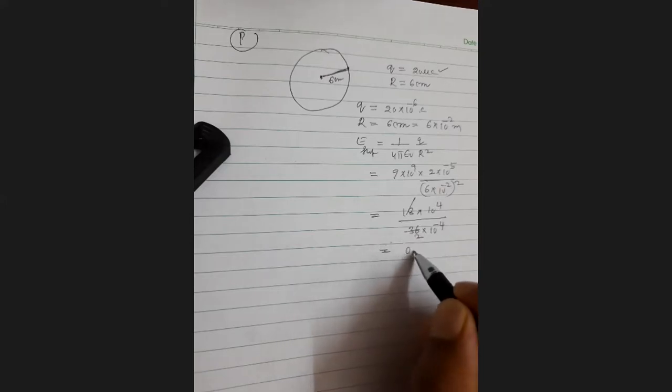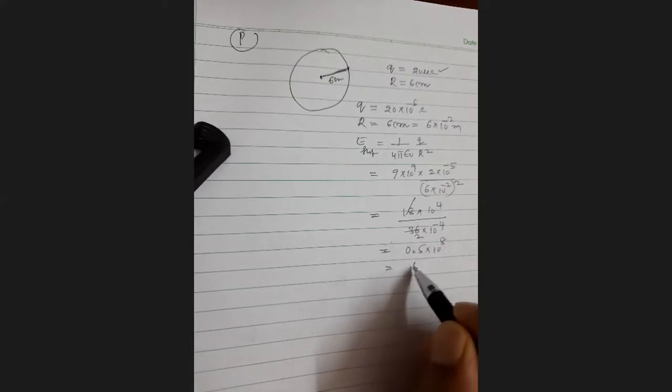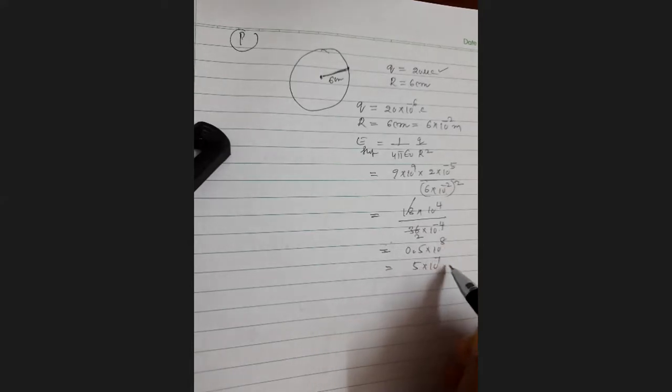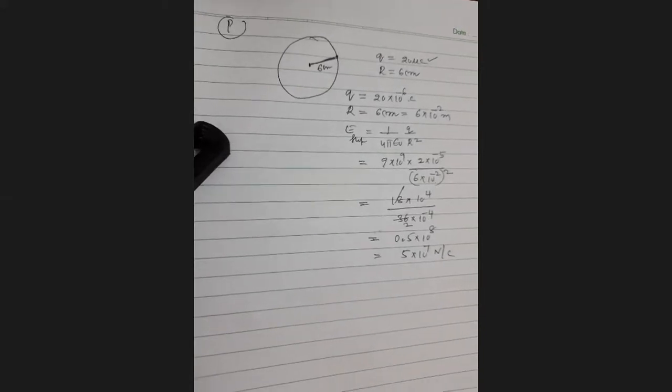1 by 2, that is 0.5. 10 power minus 4 right into the numerator, 10 power 8, that equals 5 into 10 power 7 Newton per Coulomb. Okay, this is the electric field strength.